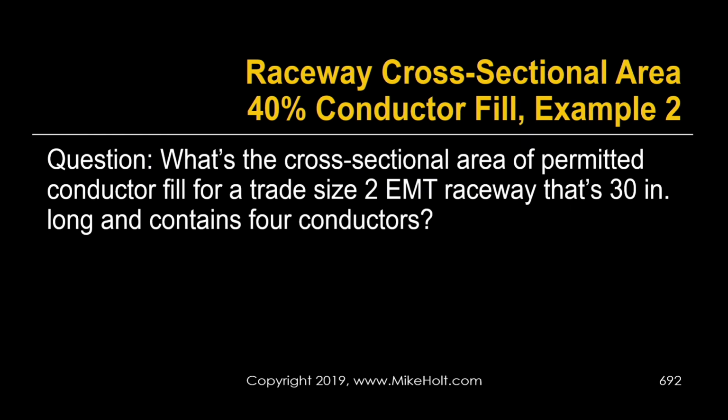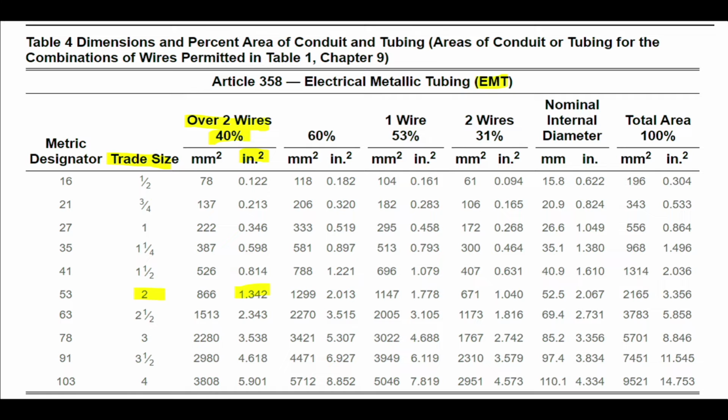What about our cross-sectional area of trade size 2 EMT? If I've got how many wires? 4 conductors. Okay, so we're going to use the over 2 wires. And so trade size 2 is 1.342, right? And sure enough, that's what comes up on the screen.